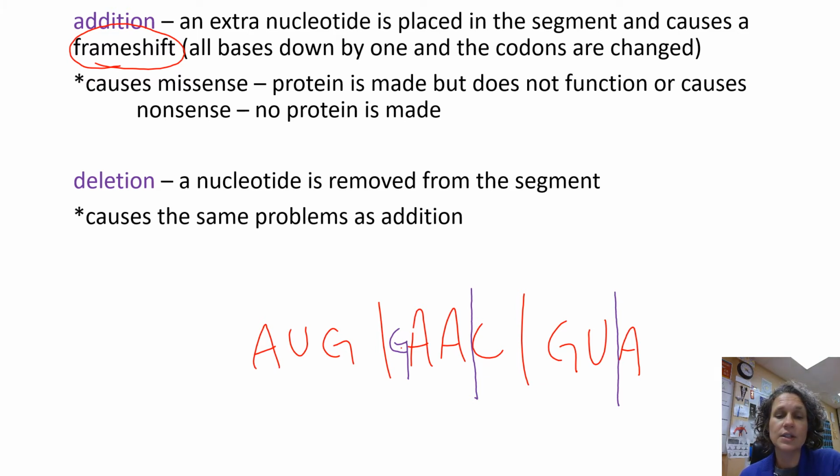Then you have deletion. Let me erase this G out of here real quick. So you get the G, and everything is back to normal, here are our 3 sets. But now instead of adding something, I come along and I erase this A. So now the AUG stays the same like before, but I get a new codon of ACG, and I have this extra at the end. Again, it can cause missense, where you get a protein but it's not the right one, so it doesn't do anything, or it causes nonsense and no protein is created. Those very often are overcome in the system, but if they're not, it can cause some problems.